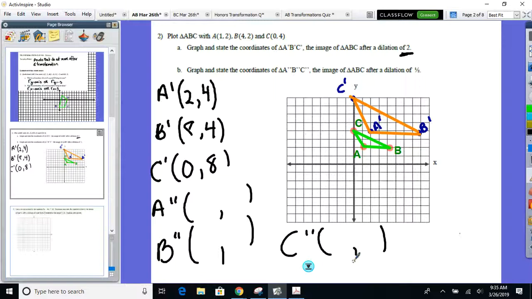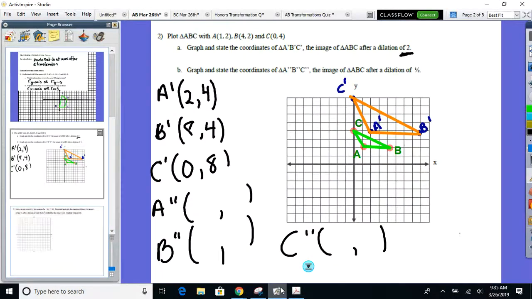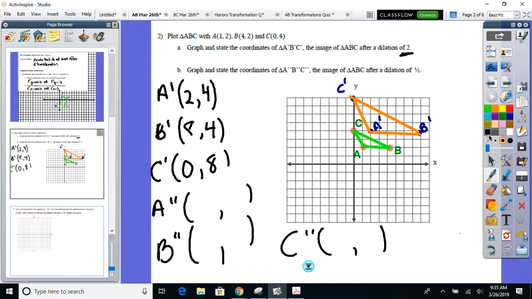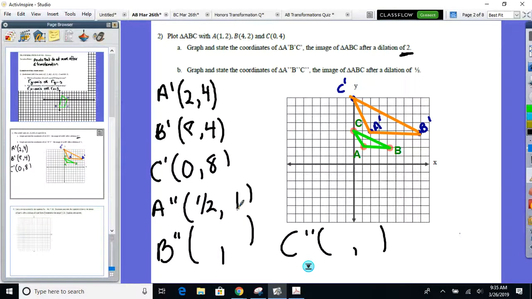All right, can I get a little help from 25? Can I get a little help? A double prime. 1/2, 1. And you can estimate that, not looking for preciseness. B double prime. And C double prime.